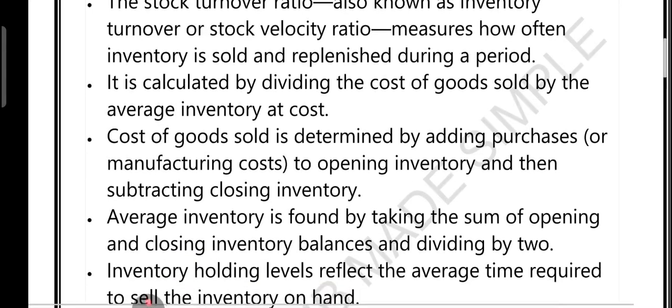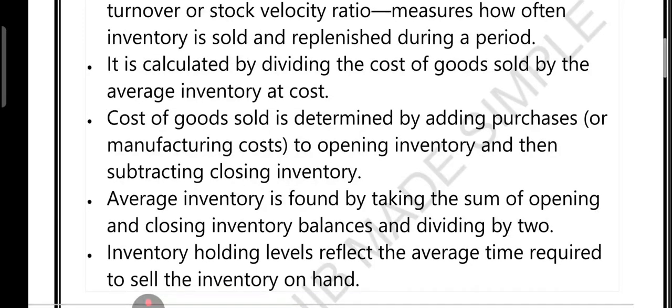So what is COGS? COGS is the cost of goods sold. How to find COGS? First of all, you take the opening inventory, then you add any kind of purchase you made or any manufacturing cost you have, and you subtract the closing inventory from it. So you will get the cost of goods sold. Very simple to understand. It means whatever goods you have sold, what is the cost of that? First, how much investment you have done, that is the opening inventory. Then any purchase you have made is also a cost you incurred, and you subtract the closing balance from that. That will give you the COGS.